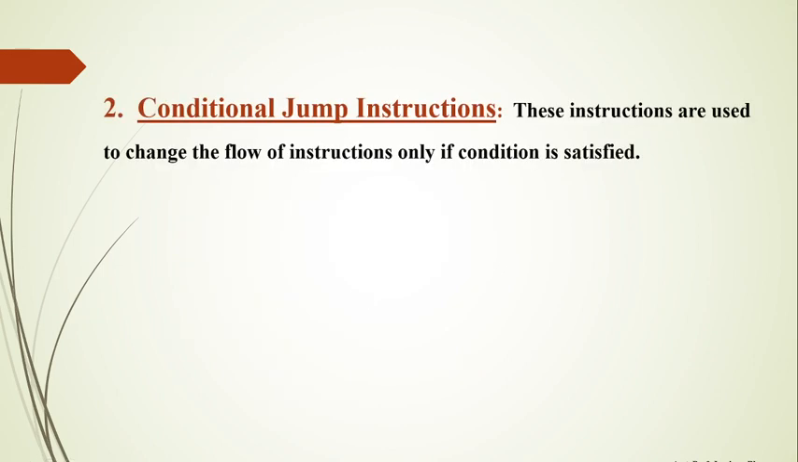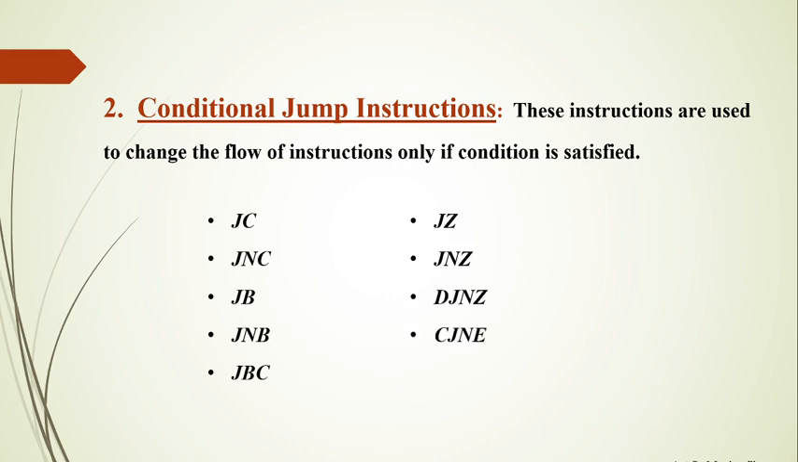The second type of jump instructions are conditional jump instructions. These instructions are used to change the flow of instructions only if a condition is satisfied. The mnemonics used for these jump instructions are JC, JNC, JB, JNB, JBC, JZ, JNZ, DJNZ, CJNE. Let's see all these mnemonics one by one.